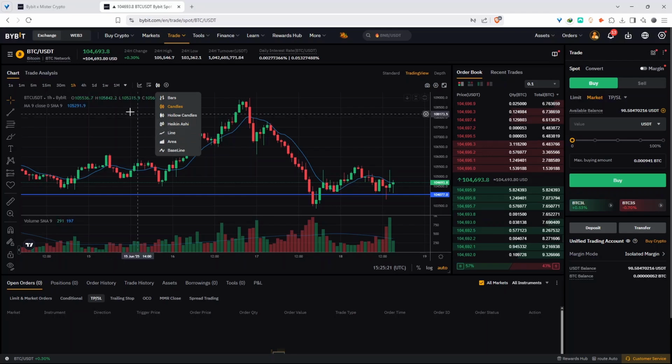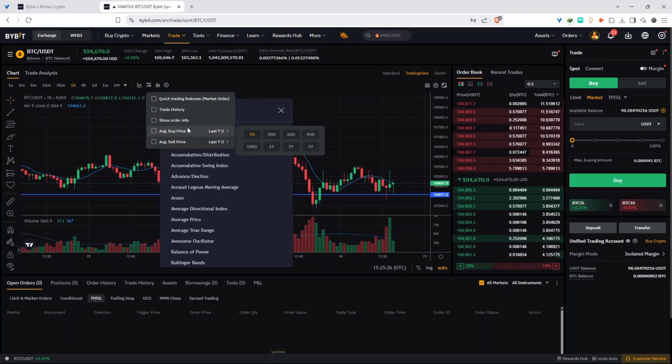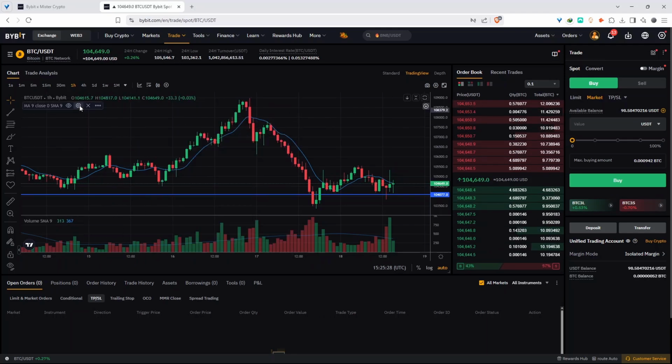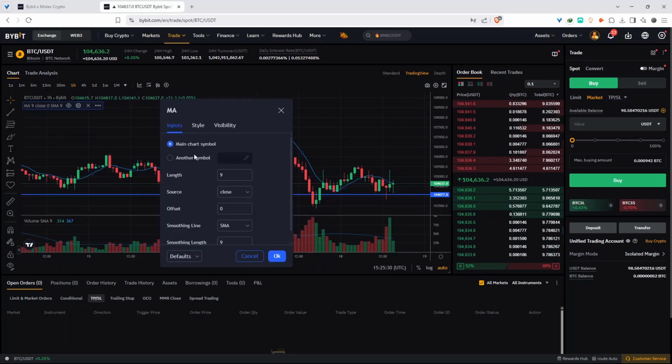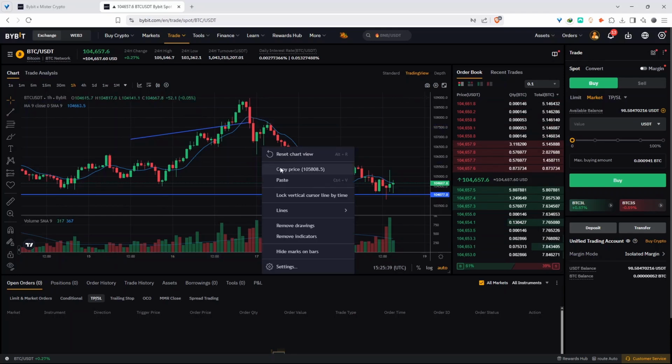To add indicators like moving averages, click on Indicators. You can customize their settings, such as style, thickness, and length, setting a 50-period moving average. For drawing lines and marking price levels on your chart, use the drawing tools. To clean up your chart, you can right-click and choose to remove all drawings and indicators.